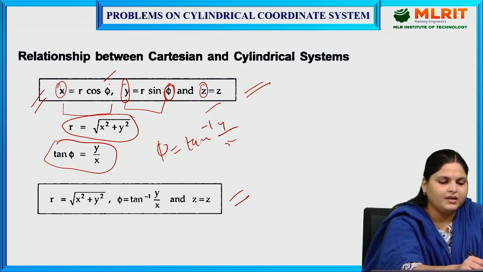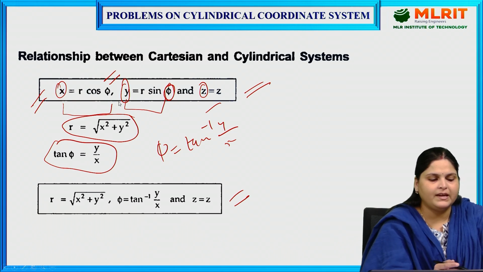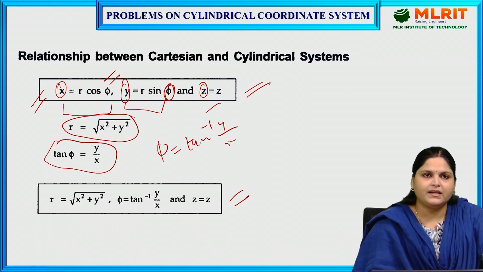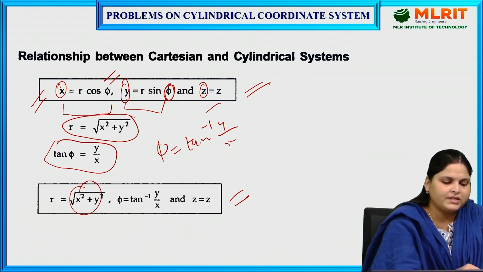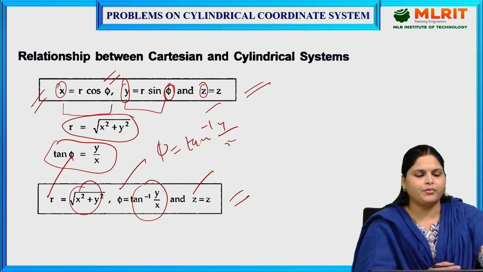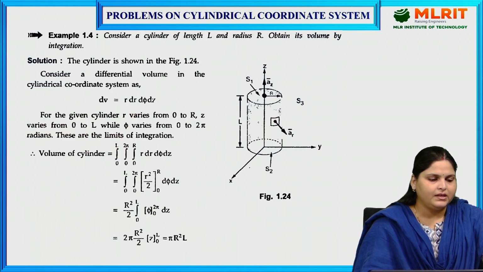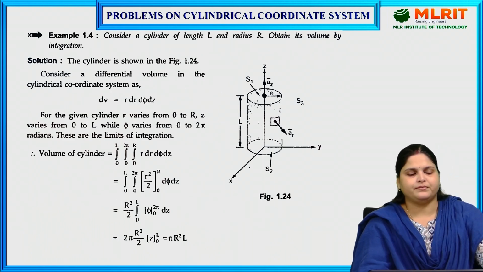So here, if phi, r and z is given, we can find out x, y, z, and if suppose x, y, z are given, we can use these formulas and we can find out r, phi and z, right? Some problems may be based on these formulas also, right? Now, we'll discuss the problems.